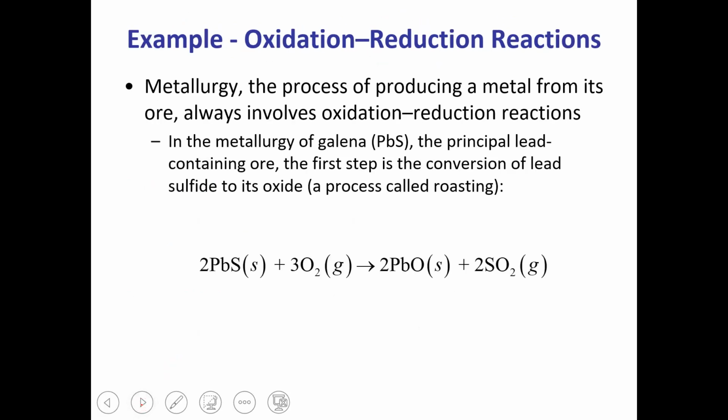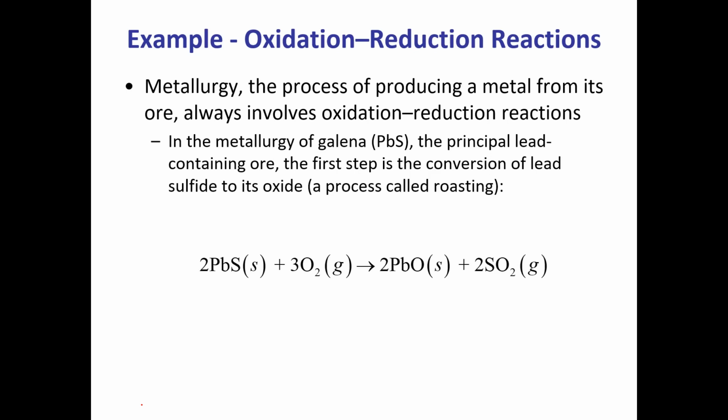So let's take a look at an example here. We have metallurgy as the process of producing a metal from its ore. That almost always involves an oxidation-reduction reaction. So we are going to look at the conversion of lead sulfate to lead oxide, which is the first step in getting lead.